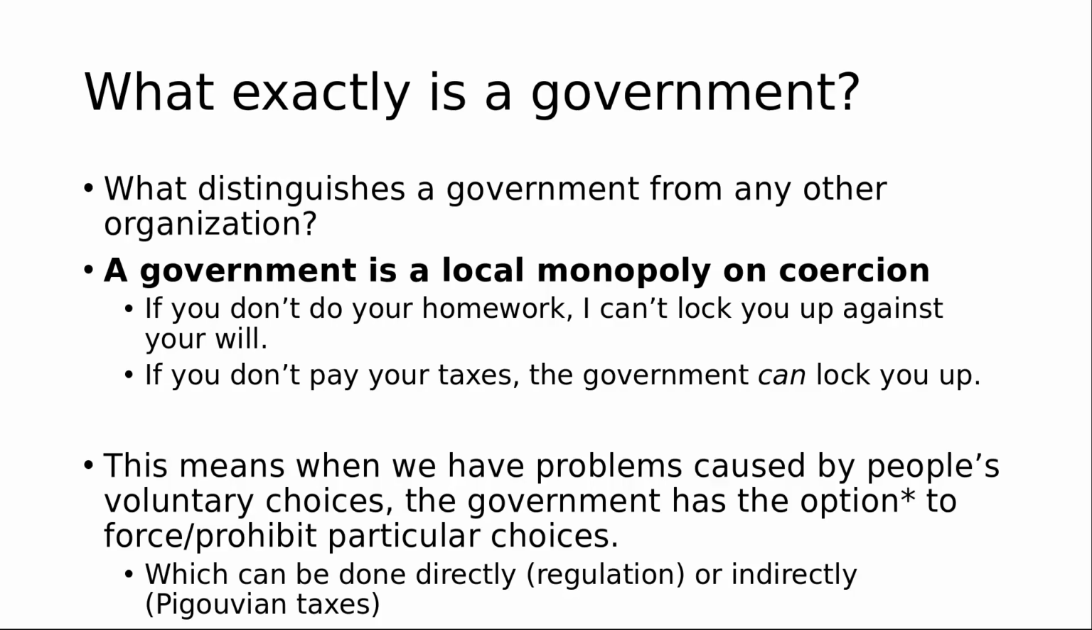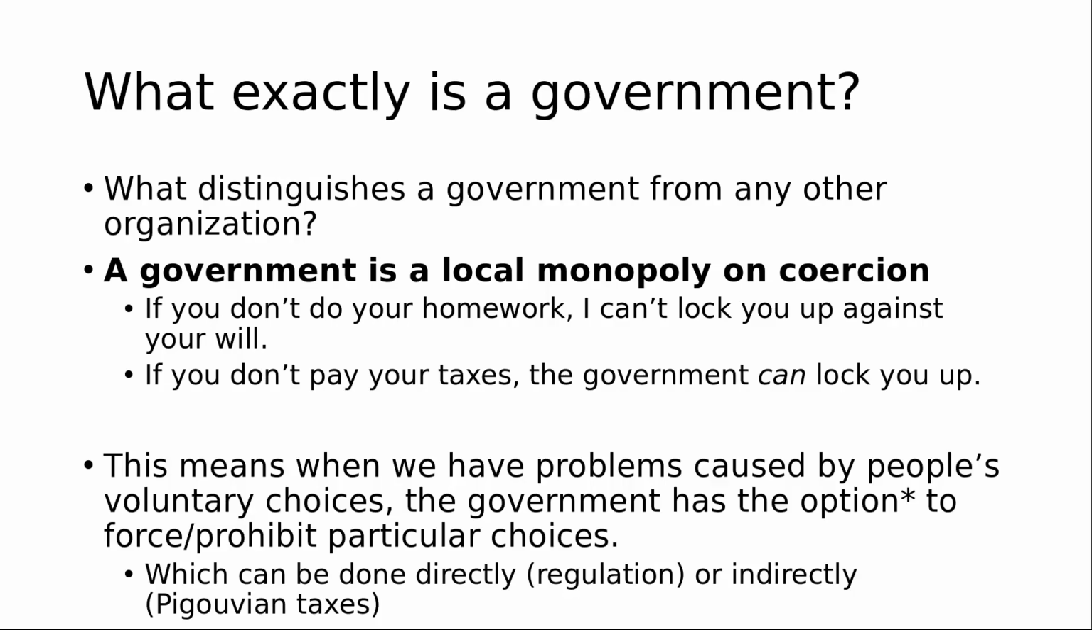I can tell you you have to do your homework, but I can't coerce you to do your homework. All I can do is withhold grades. But if you don't pay your taxes, the government can take you away. So when we have problems caused by people responding to their incentives by voluntarily choosing to do certain things or not do certain things, the government is in a unique position to do something about those problems.